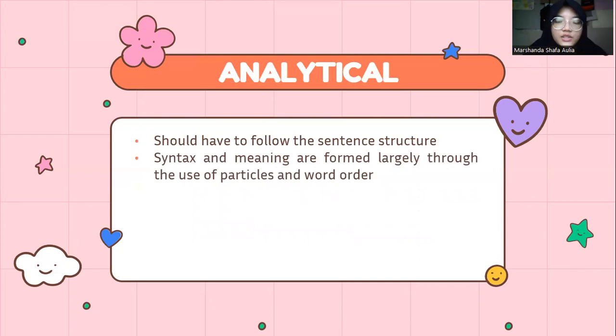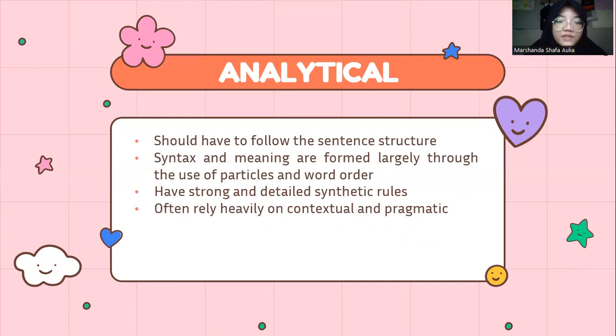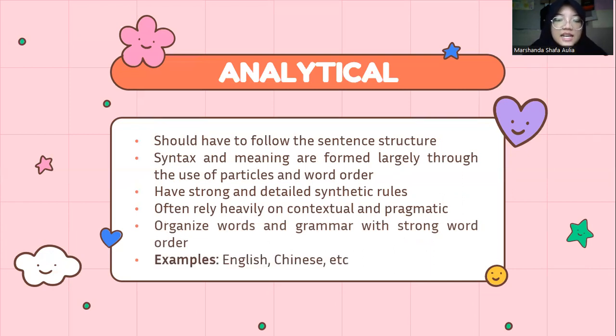We move to analytical language. It has to follow the sentence structure or word order. Syntax and meaning are formed largely through the use of particles and word order. It has strong and detailed syntactic rules, often heavily contextual and pragmatic, organizing words and grammar with strong word order, and the examples are English, Chinese, etc.